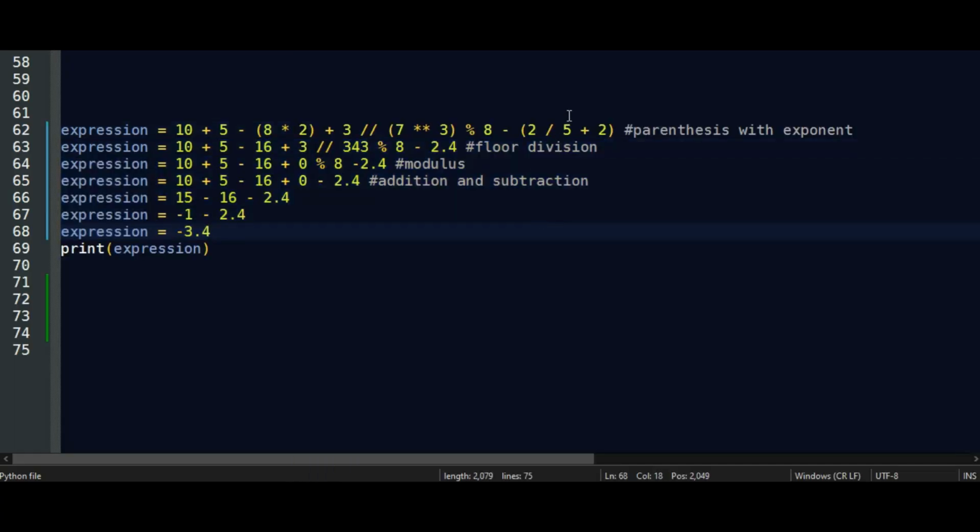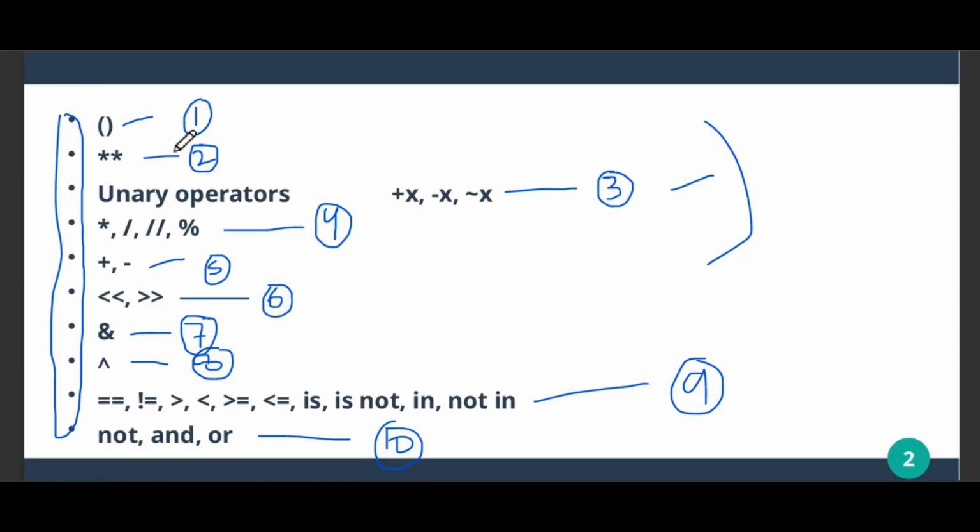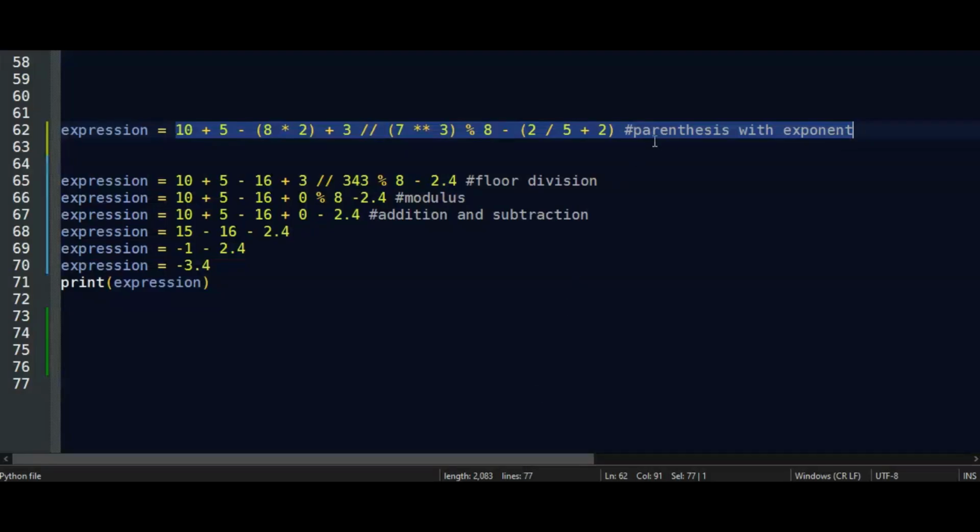Here I have created a visual map of what happens in this equation. That was our equation initially. If you see in the precedence, I said that the brackets should be evaluated first. So similarly I write here parenthesis with exponent. That means I am going to follow brackets first, which means 10 remains the same, 5 remains the same, and I am evaluating this first. That is 8 multiplied by 2 equals 16, right?